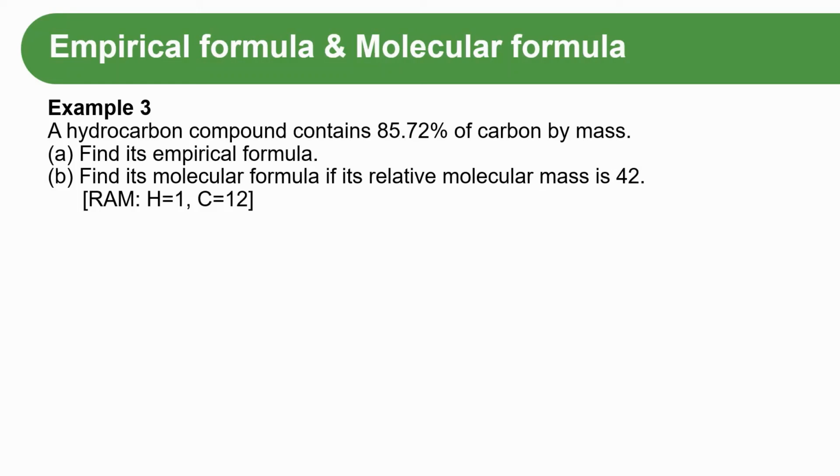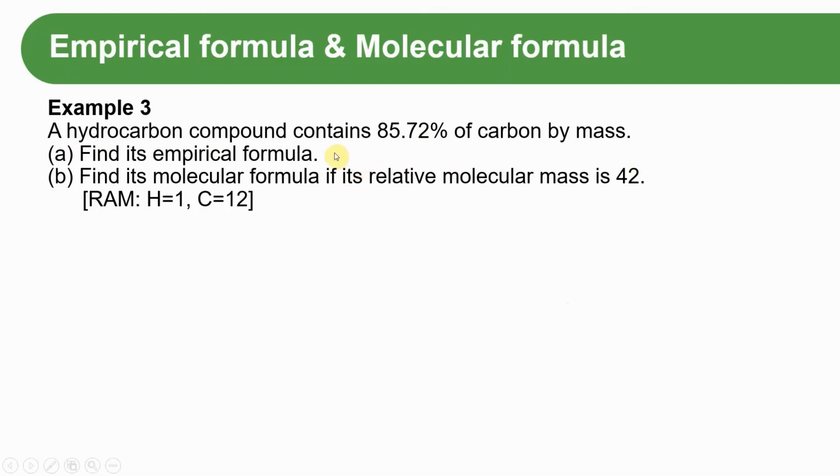For the third example, it's talking about a hydrocarbon compound. The meaning of hydrocarbon is that this compound contains hydrogen and carbon only. So it has 85.72% of carbon and the remaining is hydrogen.